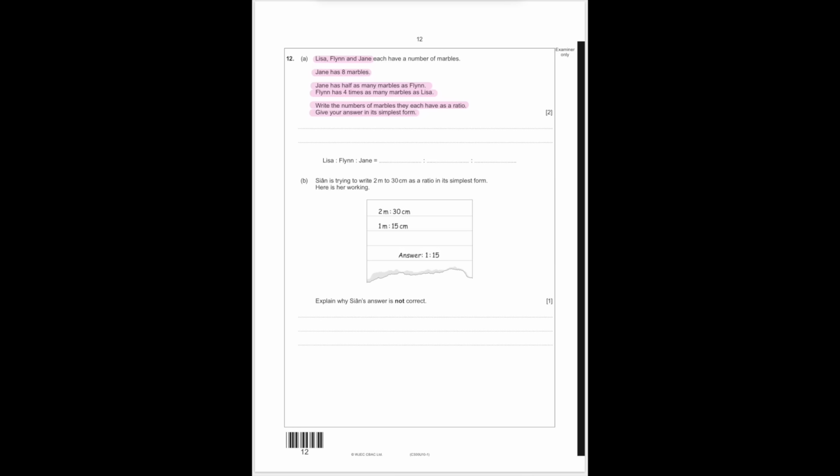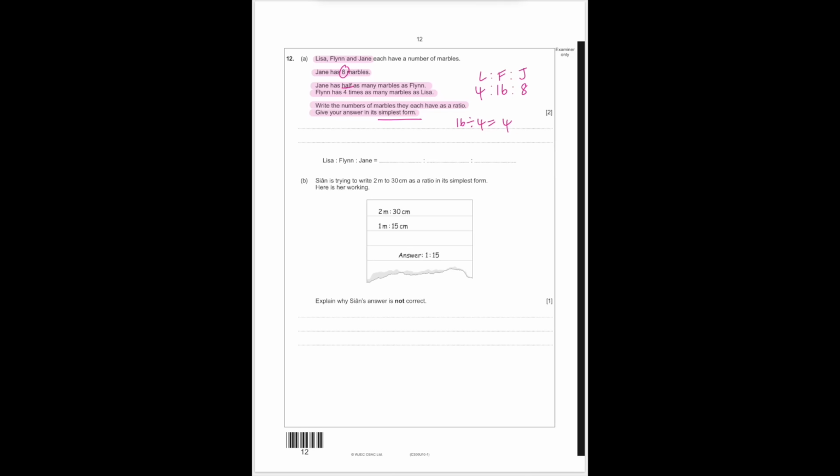So straight away, because it's saying give answer in simplest form, I'm not writing anything on my answer line. I'm going to do it all in my working out space to start off with. So we have Lisa, Flynn and Jane. Okay. So they tell us that Jane has 8 marbles. So I'm going to pop 8 marbles underneath Jane's initial there. Jane has half as many marbles as Flynn. So 8 is half of what Flynn has. So 8 times 2 is 16. Flynn has 4 times as many marbles as Lisa. So we divide Flynn's number of marbles by 4. That tells us what Lisa has.